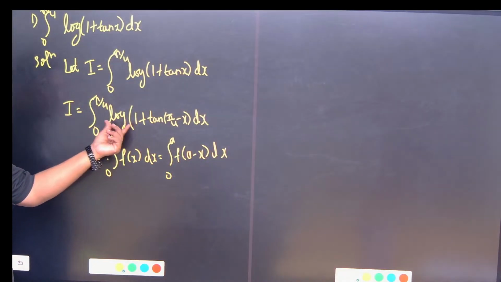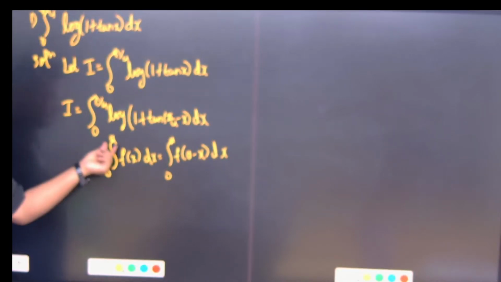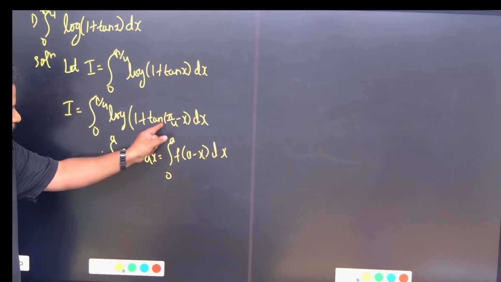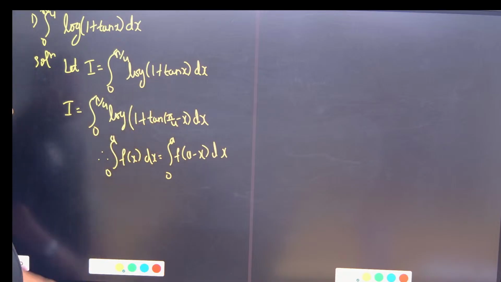Here f of x is log of 1 plus tan x, and a here is pi by 4. So a minus x here becomes tan of pi by 4 minus x. Clear? Now what will I write here?